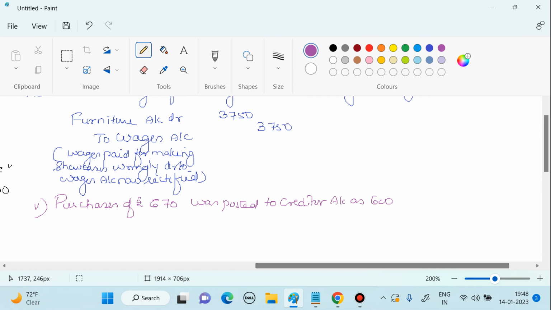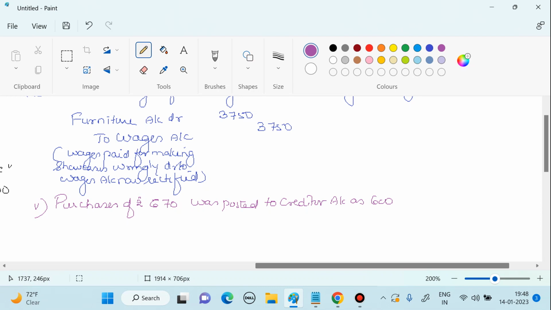Next one, purchases of 670 was posted to the creditor account as 600. So here there was a purchase of 670. The journal entry that we would pass would be purchase account debit to creditor account 670. The debit would have gone to purchases, credit should have gone to the creditor of 670. But it got posted to creditor 600, which means where is the mistake? Can you identify that mistake?